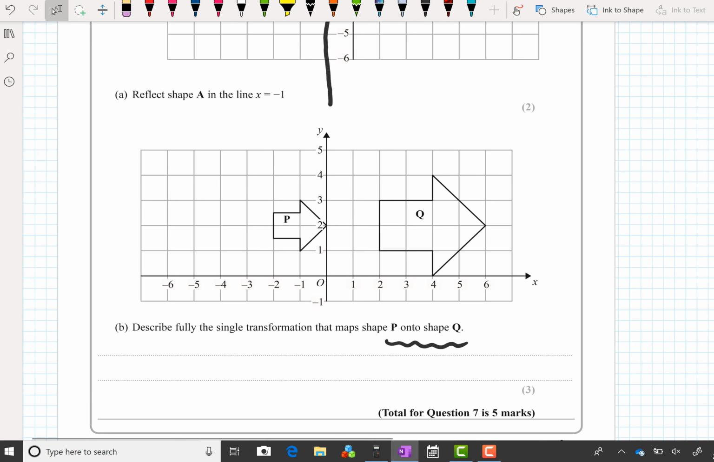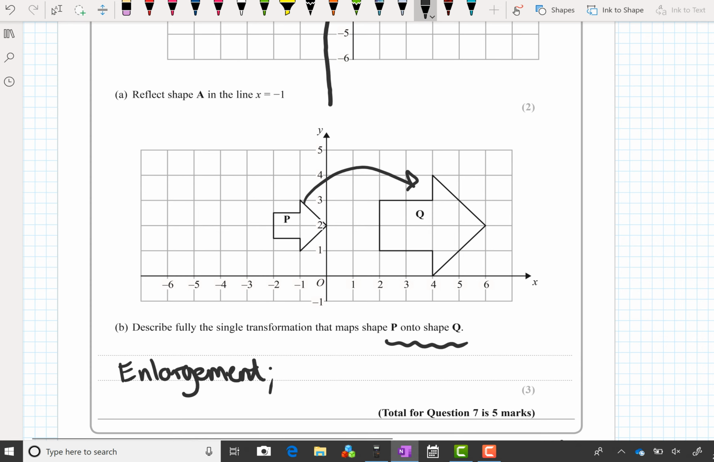So describe fully the single transformation that takes P onto Q. So I'm going to put an arrow like that just because it forces me to think it's going from little to large. First things first, you've got 4 types of transformations. You've got rotations, you've got translations, just picking it up and moving it. You've got reflections, then you've got enlargements. This is the easiest one to identify in my opinion. Enlargement, 1 mark, because I've said one thing. I get 3 marks here.